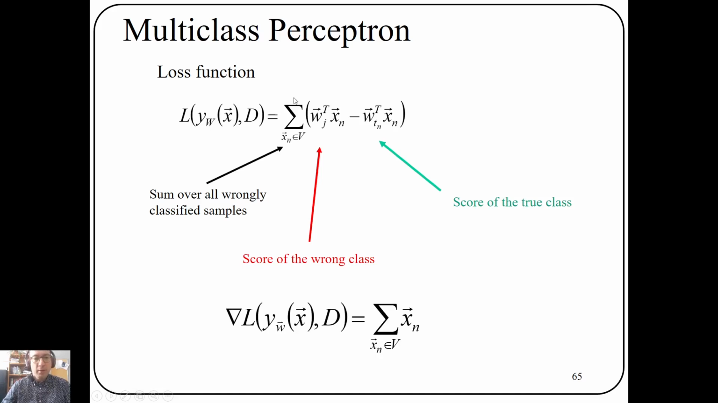Now the gradient of the loss with respect to W, since it is linear, so there's no square over here whatsoever, is going to be something like that. It's a score over the correctly classified sample times x.